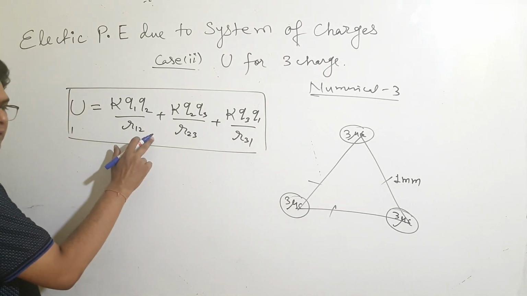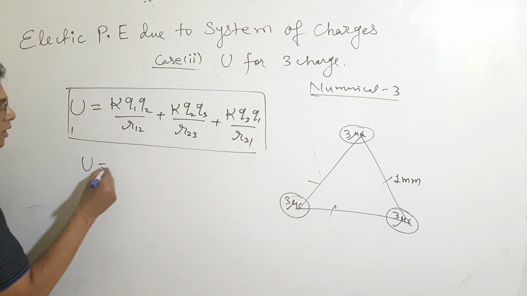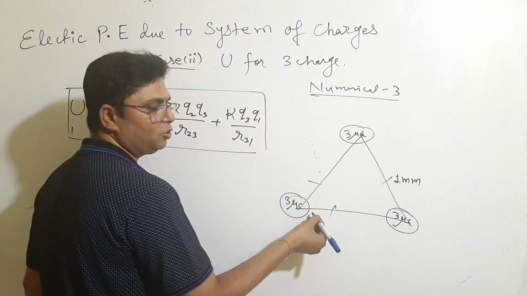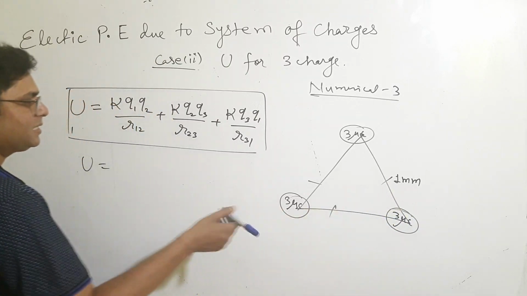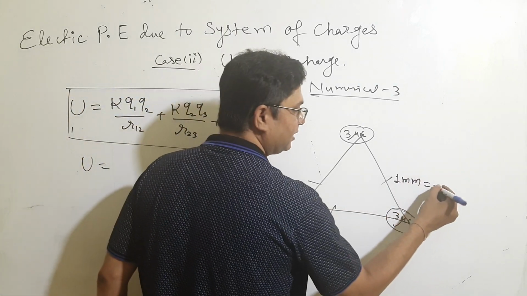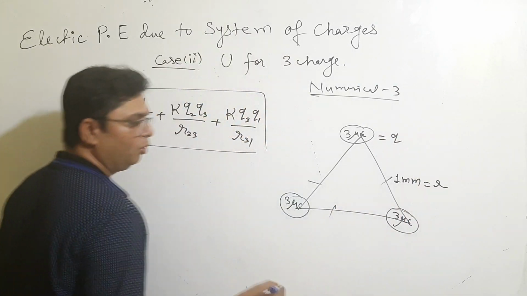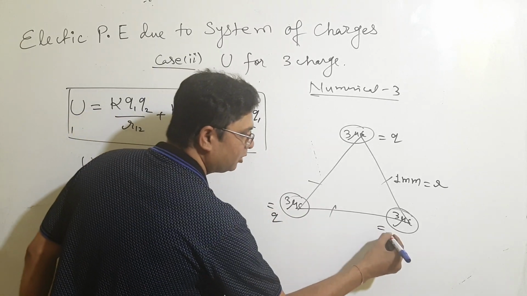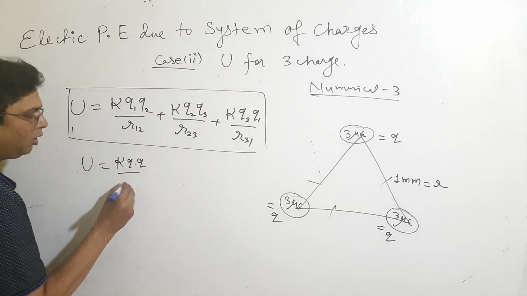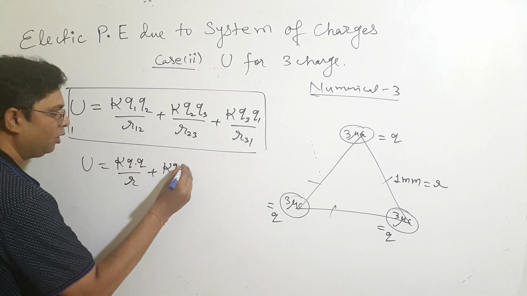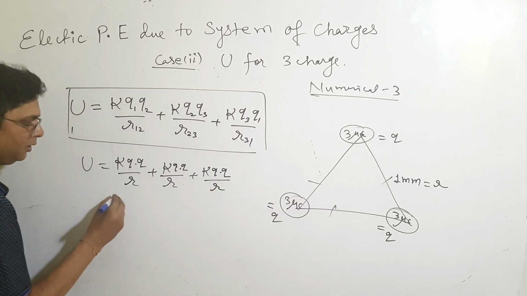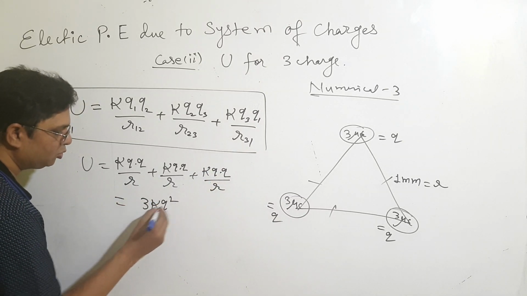Then we have this equation. In this equation, all the charges are the same. Let Q1 equal Q, Q2 equal Q, Q3 equal Q, and the distances R12, R23, R31 equal 1 mm. So let the distance be R, and each charge be Q. So U is equal to K Q squared upon R plus K Q squared upon R plus K Q squared upon R. This is equal to 3 K Q squared upon R.